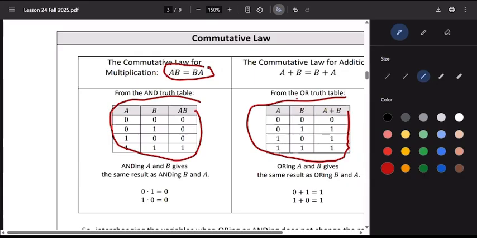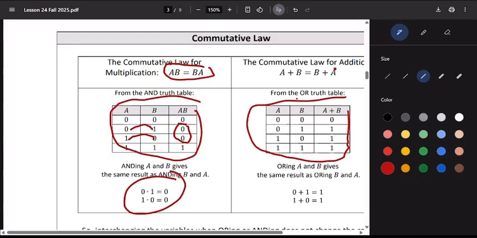Now I have AB equal to BA. Multiplying A and B gives the same result as multiplying B and A. Where can we actually have that? Looking at these results, 0 multiplied by 1 is 0, and 1 multiplied by 0 is 0. So that only occurs here, which is why I'm extracting that out. You can see A multiplied by B gives us B multiplied by A. It doesn't apply to 0, 0, and it doesn't apply to 1, 1. So that's what it means.